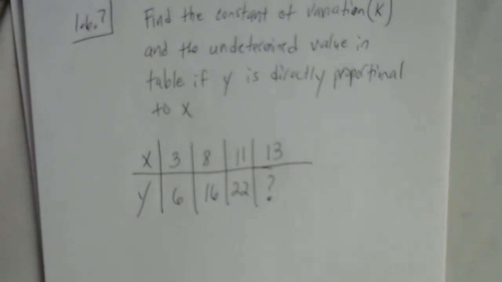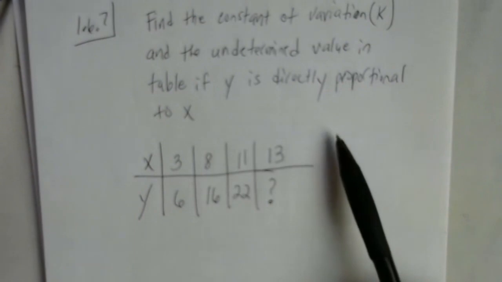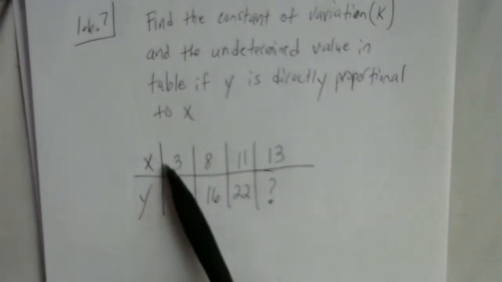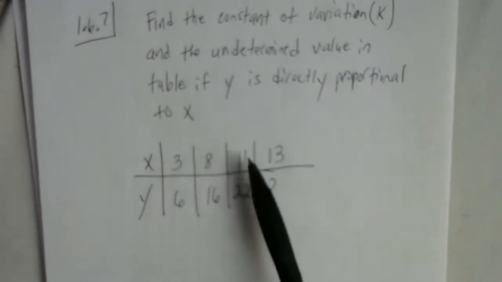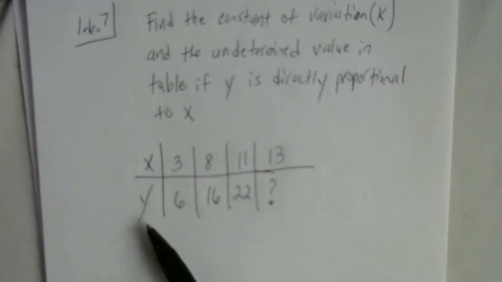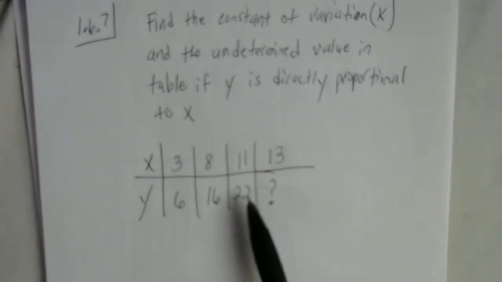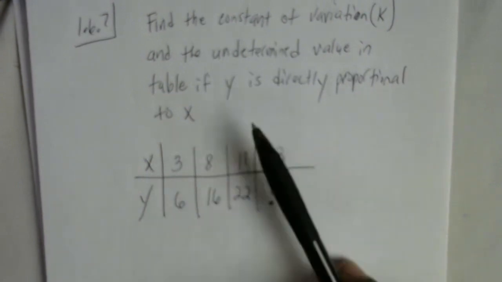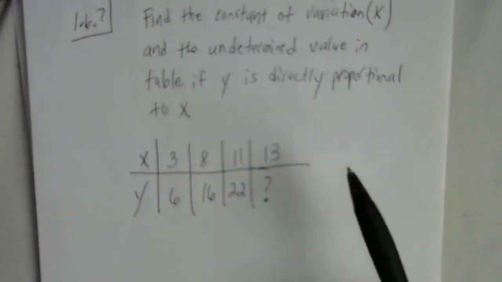All right, so just a few things before we begin. Notice that this is a direct proportion. For x, my values are going up: 3, 8, 11, 13. For y, my values are going up: 6, 16, 22. So this is a direct proportion.